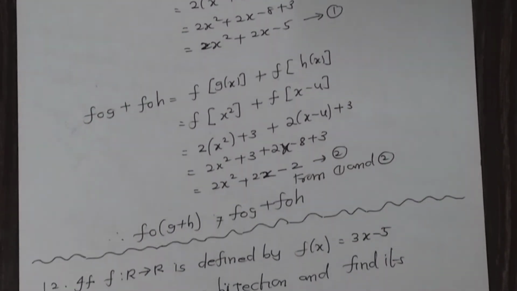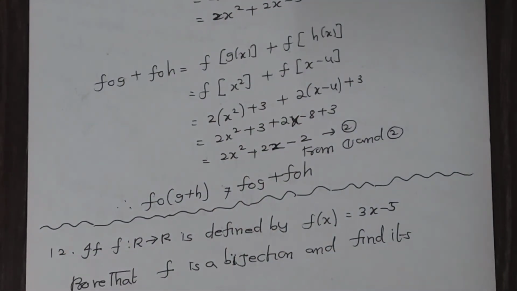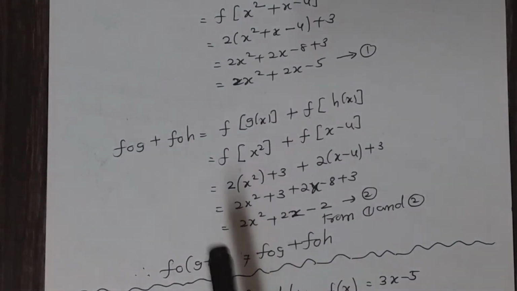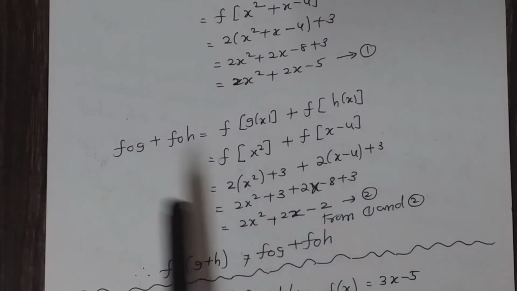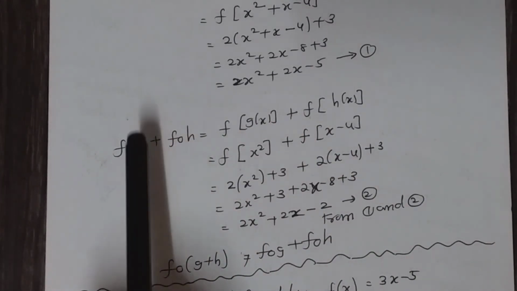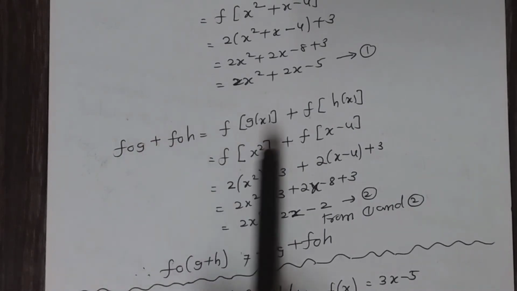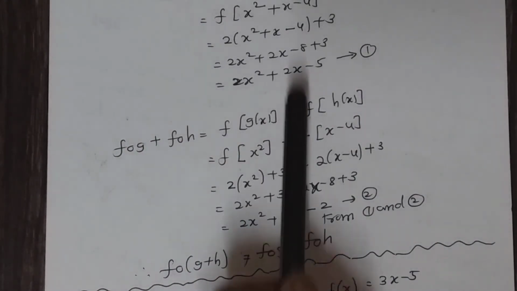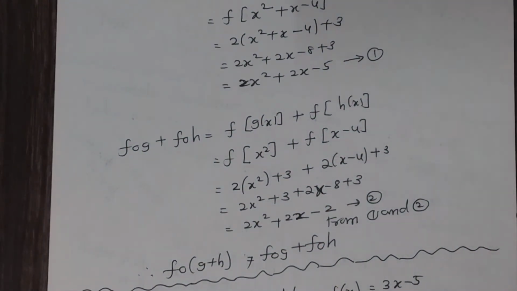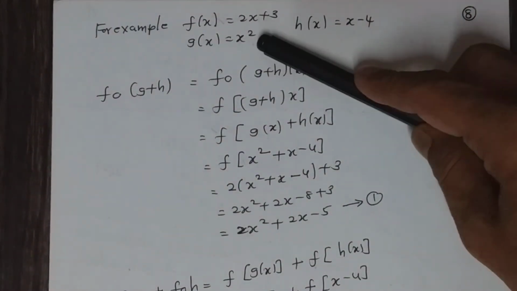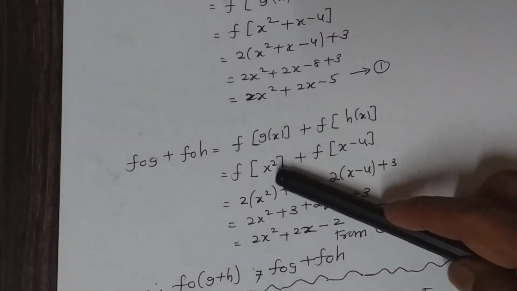You see here. Now f circle g plus f circle h. f circle g means f of g of x. If you want, you can put x also here, that doesn't matter. Plus f of h of x. Now what is g of x? x square. They already gave g of x, see here, x square. So that x square you have to put here, plus f of x minus 4.